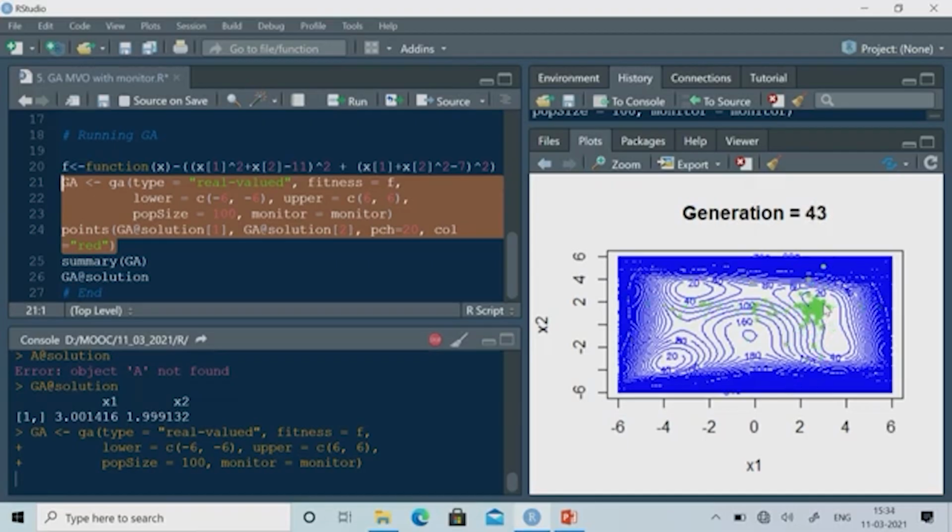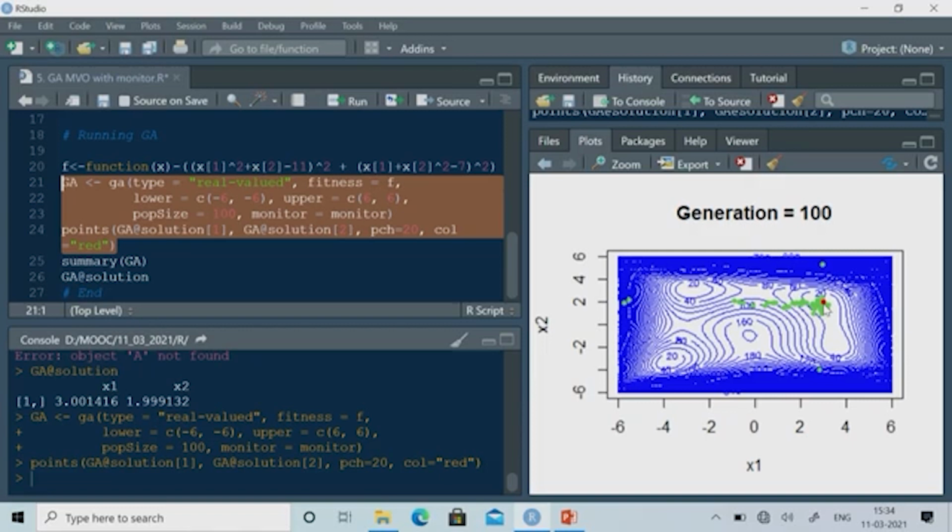But you may get the solution in the other quadrants also. These are all alternate optimal solutions, therefore GA will give one of them. In this case also we will get the solution at the first quadrant. Yeah, you can see that we got the solution at the first quadrant itself.